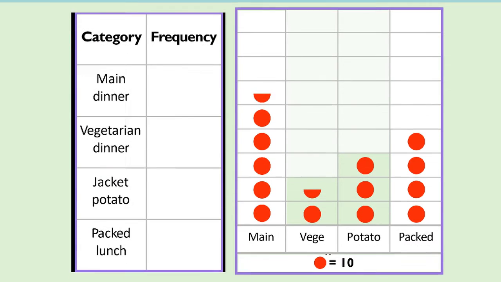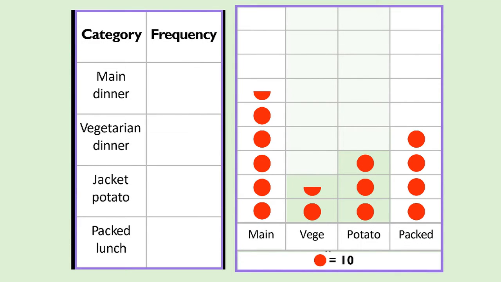Okay, let's try it the other way around. This time, I've already filled in the pictogram for you using some half symbols. Now be careful. Look down at the scale on this pictogram. Each symbol is worth 10. If each symbol is worth 10, what do you think a half symbol is going to be worth? That's right, it's 5, because half of 10 is 5. Can you fill in the table using the pictogram on screen? Pause the video and give it a try.